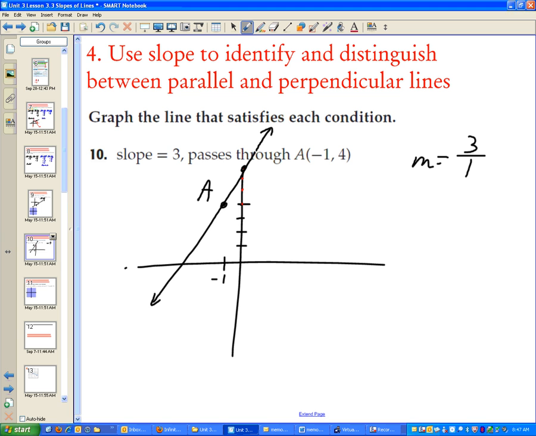All I expect you to do on these graphs is to sketch it, just like I am. Okay? If you want to get your straight edge out and all that, I'm not saying you can't. I'm just saying all I require you to do is sketch it. All right?